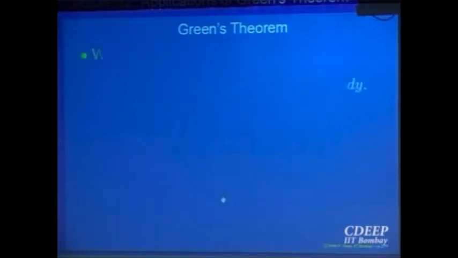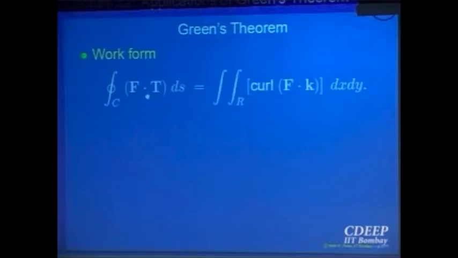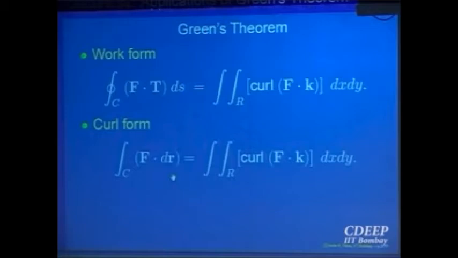Then we had the work form, so work done in moving along the curve, or this is also sometimes called the circulation of F along the curve C. That is, the work form is given in terms of curl of F dot K, and if we represent T ds in terms of dr, that is called the curl form of Green's theorem.